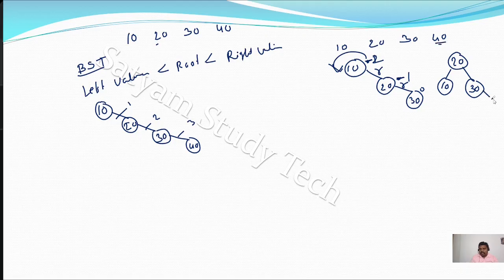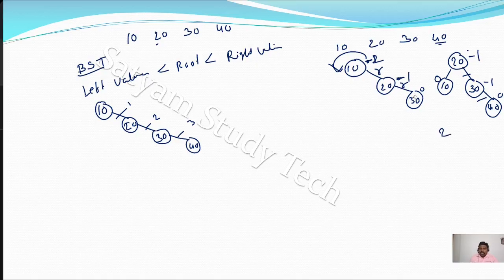Now we can add 40. Where can you add 40? Here you can add 40. Now we check again. The balance factor of 40 is 0, the balance factor of 30 is -1, and for 20 the left subtree height is 1 and the right subtree height is 2, so it is -1. Here it is 0. It is balanced. Now what is the height of this AVL tree? Left is 1 and right is 2, so we have to consider the maximum height. So the height of this is 2.